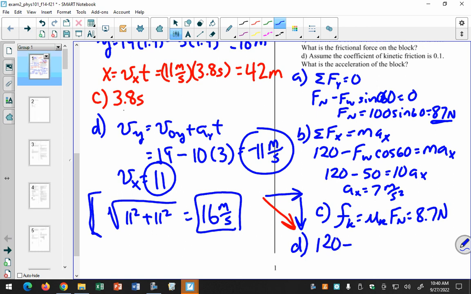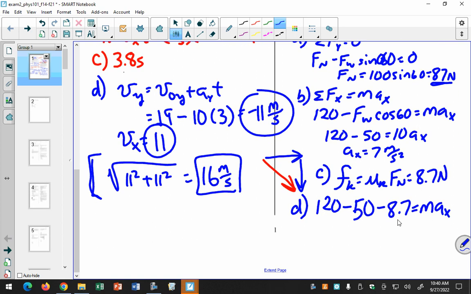So I do part B all over again, except here I have a non-zero frictional force. So that's 120 minus Fw cosine 60, which was 50, minus 8.7, that's my frictional force, equals m a_x. Okay? And then a_x is whatever it is. I think we did this problem in class, but your free response is going to look very, very similar to this. Y'all could do that today if I just gave you this problem without much difficulty.